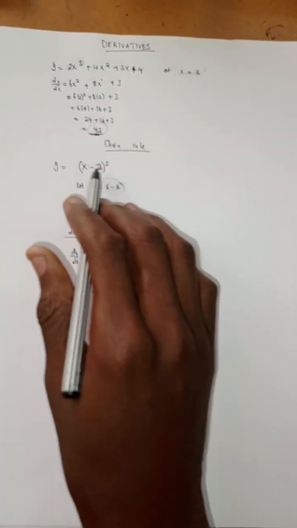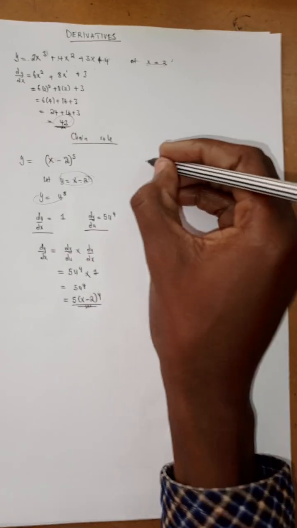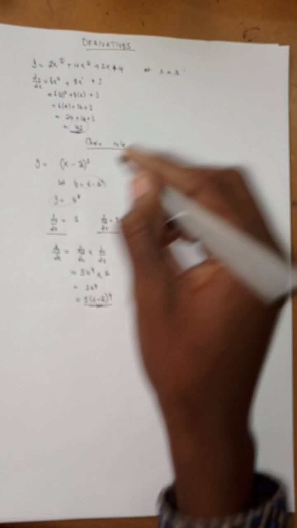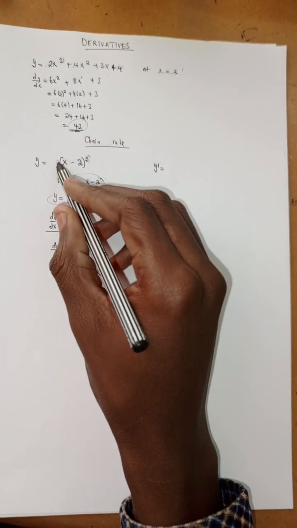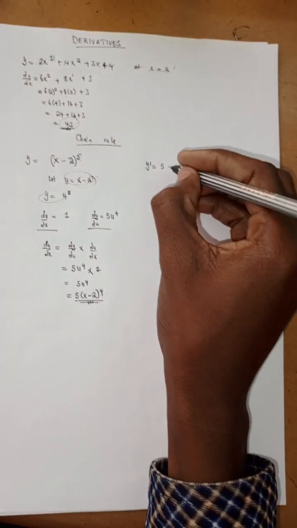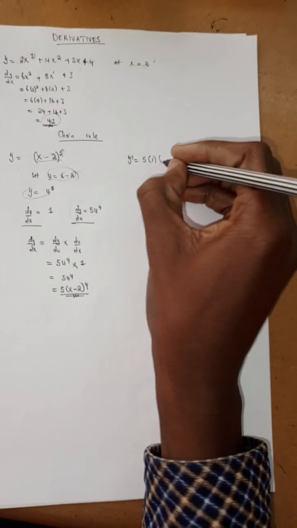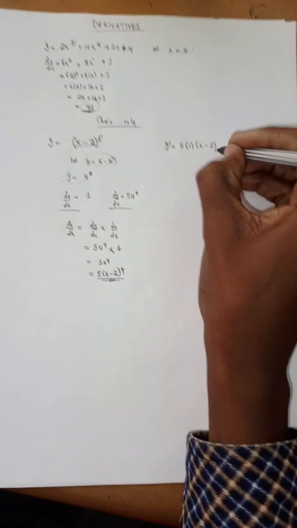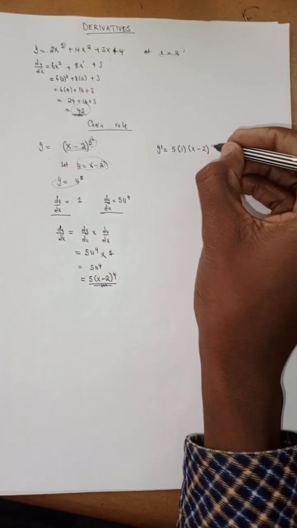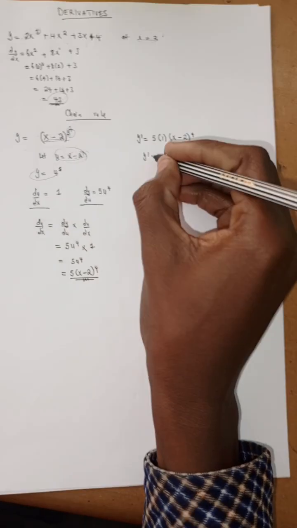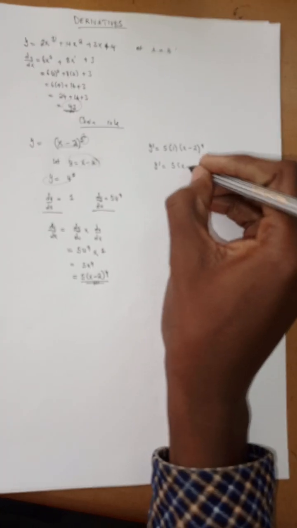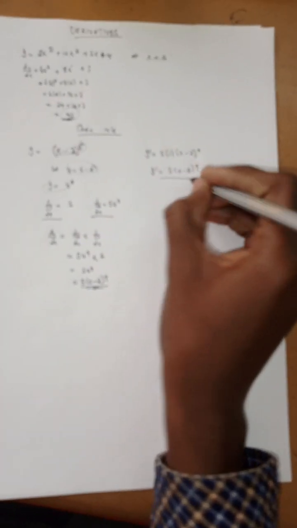You can use a shortcut method where you say the derivative is equal to this power drops here, and then you differentiate the inside part, we get the 1, and then you write this part the way it is, and then the power drops by 1, 4. So y prime is equal to the same as what we got here.